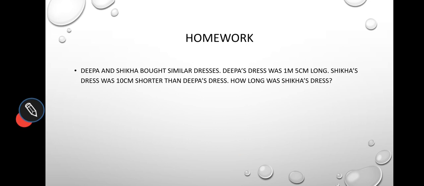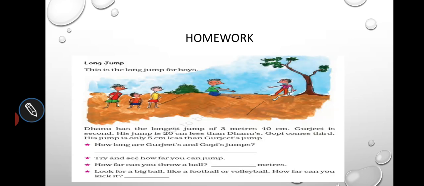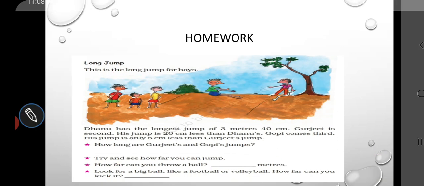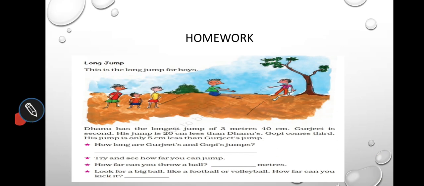Now next, there is a homework and the homework is based on activities. What is the activity? Read. Long jump. This is the long jump for boys. Here we see that there are some boys. This is the starting point, this is the finishing point. Now, Dhanu has the longest jump of 3 meters 40 centimeter. Gurjit is second. His jump is 20 centimeter less than Dhanu's. Gopi comes third. His jump is only 5 centimeter less than Gurjit's jump.